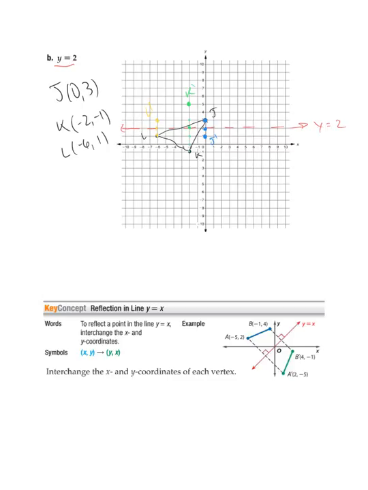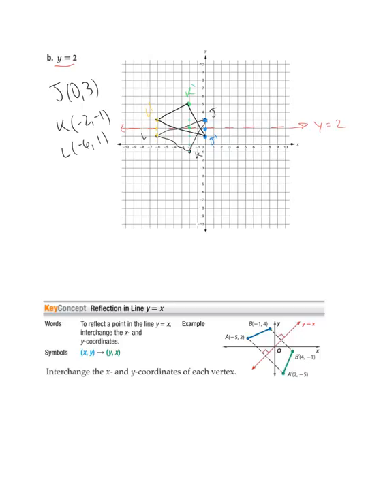So if we connect J prime to K prime and L prime, you can get a pretty clear picture there of our reflection across y equals 2. All right.